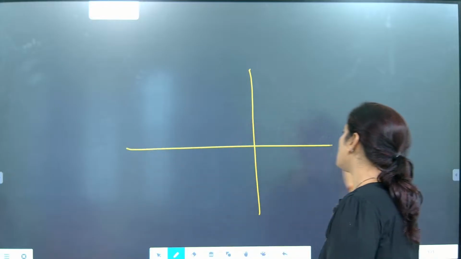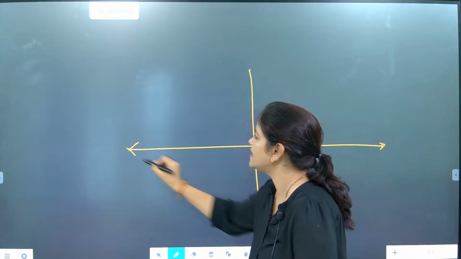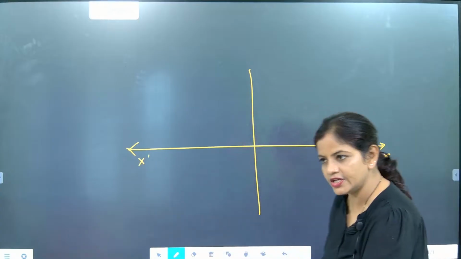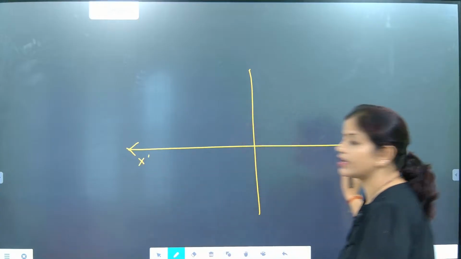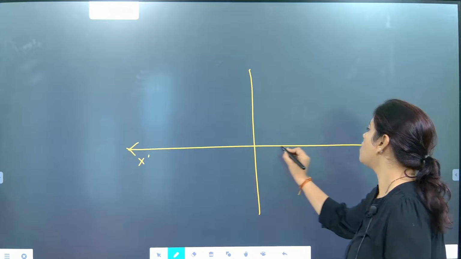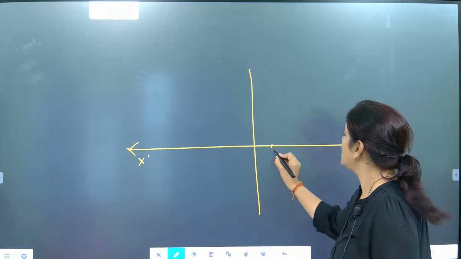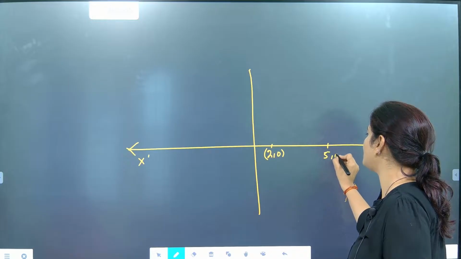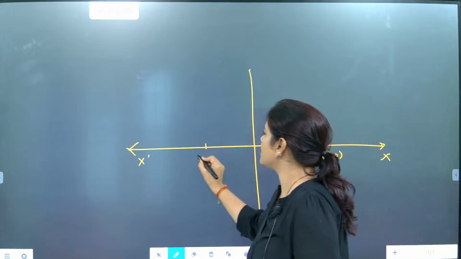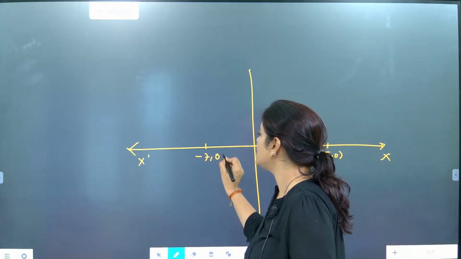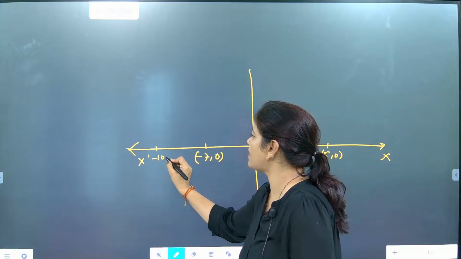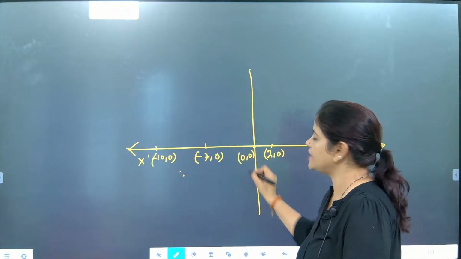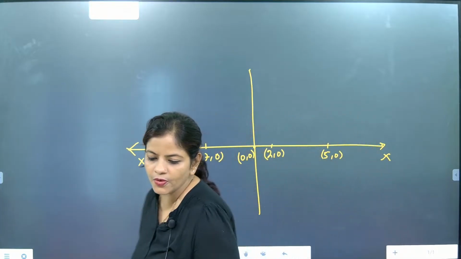Now look here, beta. When you are drawing, this is exactly considered as x-axis. Understood? So on x-axis, whatever points you draw, y will always be 0. Like here it will become 2, comma 0. Here we can write it as 5, comma 0. Here minus 7, comma 0. Here minus 10, comma 0. Here the point can be considered as 0, comma 0. I hope you have understood.